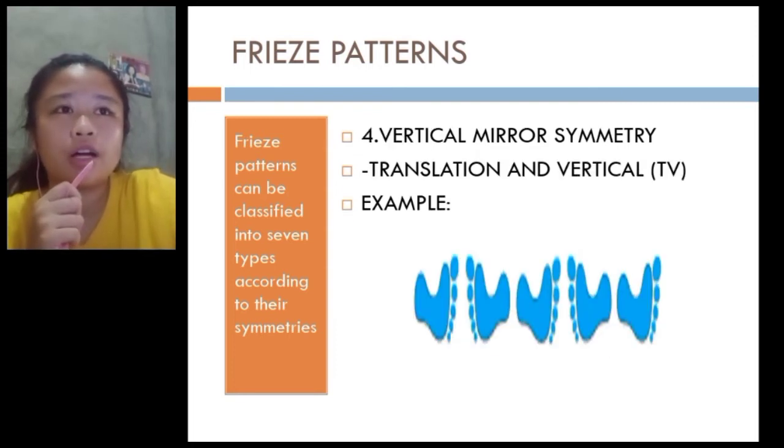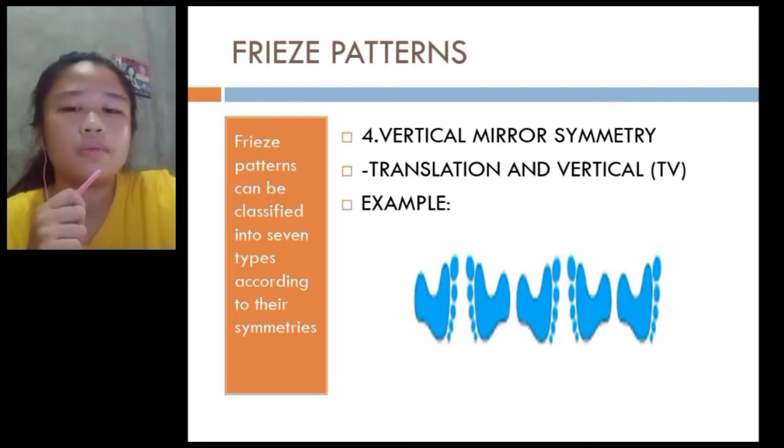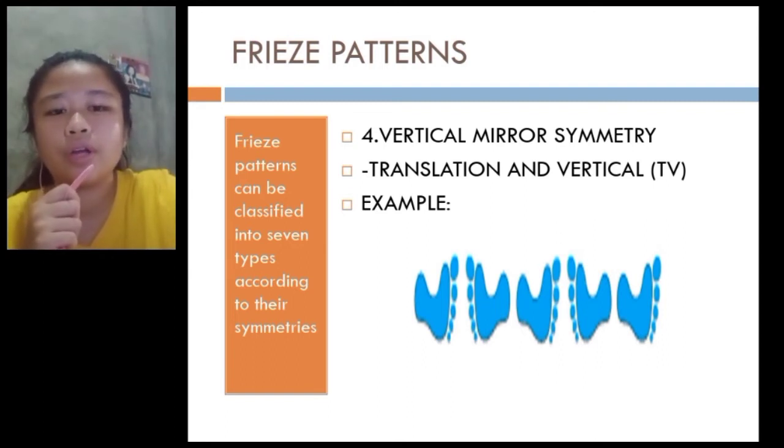Next is vertical mirror symmetry. Contains translation and vertical. This symmetry appears as though there is a mirror placed between each shape, or you can make vertical slices between each shape. Imagine being able to slice down, or vertically, in the middle of the letter Y. This is the example.